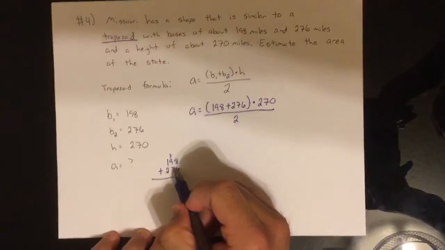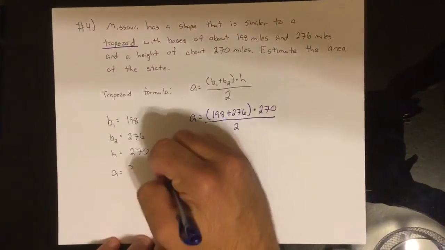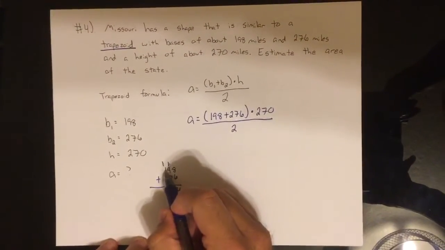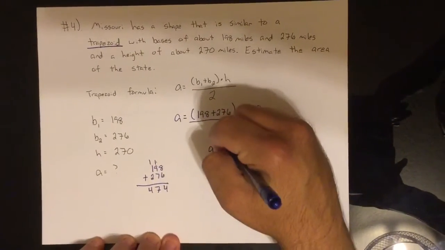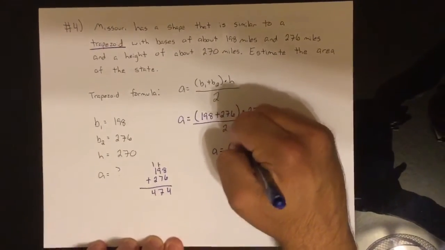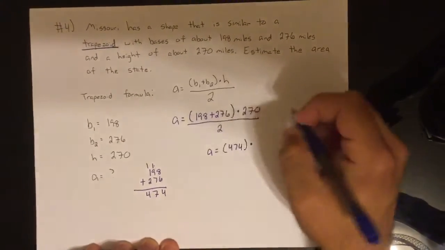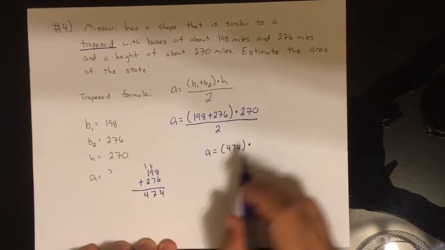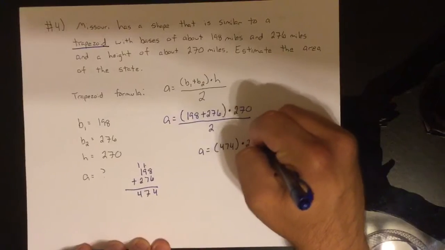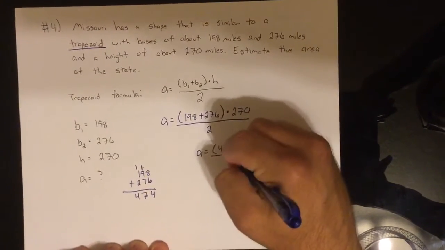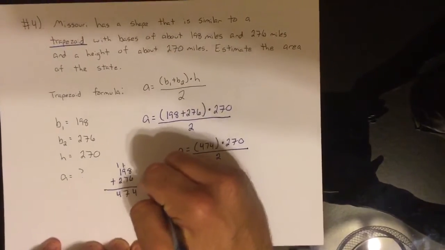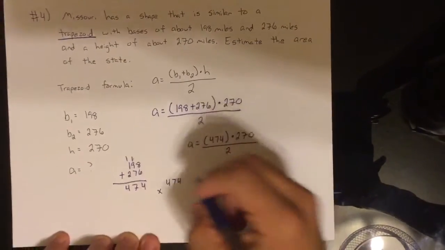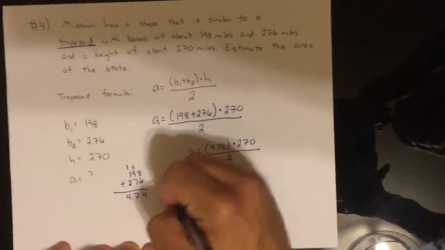9 plus 1 is 10. Plus 7 is 17. 2 plus 1 is 3. Plus 1 is 4. So now we have 474. We have to multiply that by 270. And whatever that answer is, we will divide it by 2 now. So let's do 474 times 270.